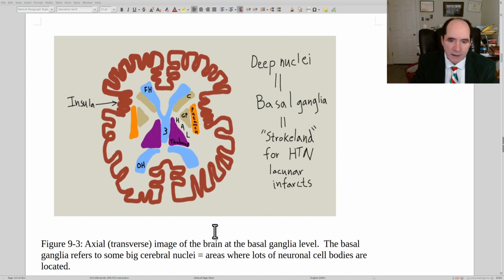Okay, so here is an axial or transverse image through the basal ganglia. In the front, you've got something called the caudate nucleus. Right here is the GP for globus pallidus. Here's the putamen. I remember this way. This is the internal capsule, by the way. And the corticospinal fibers, the ones that go to the muscles to move our arms and legs, are located right here in the internal capsule.